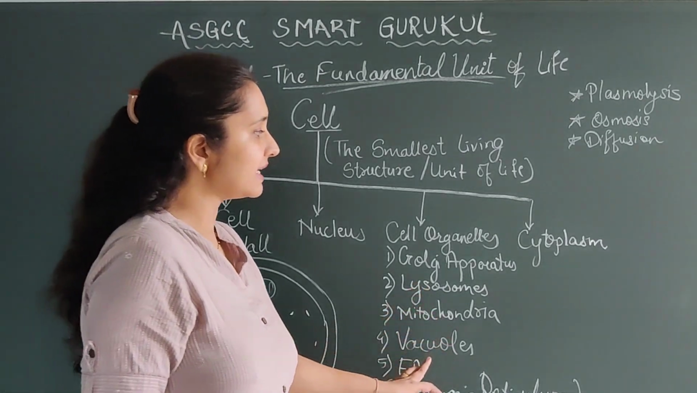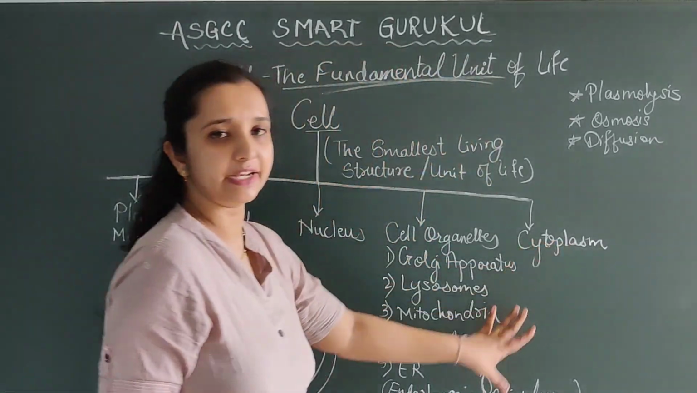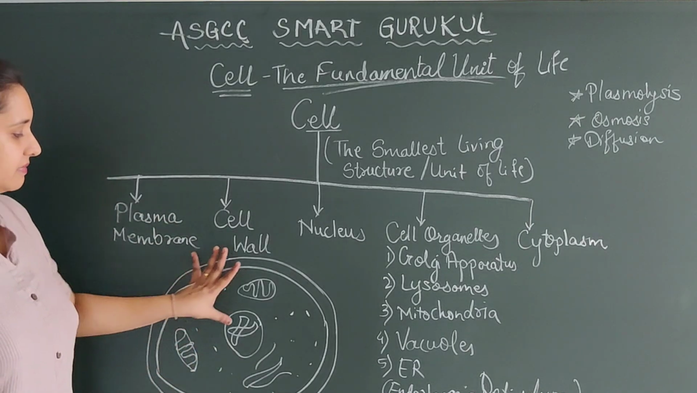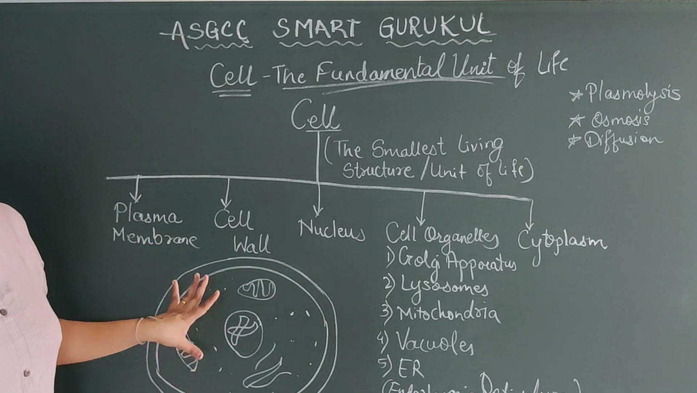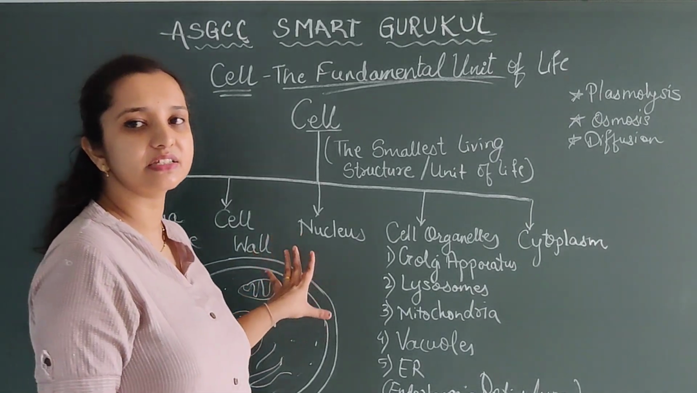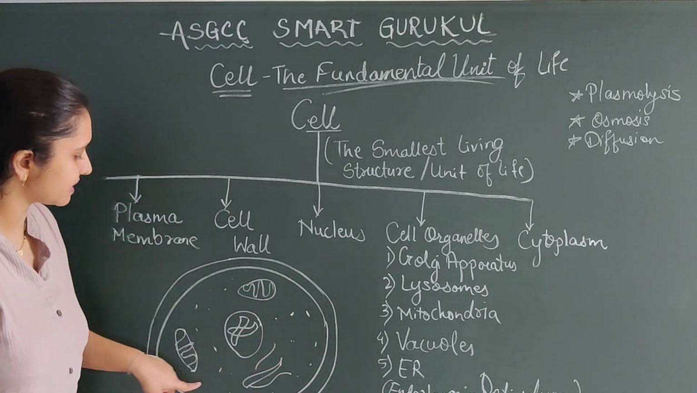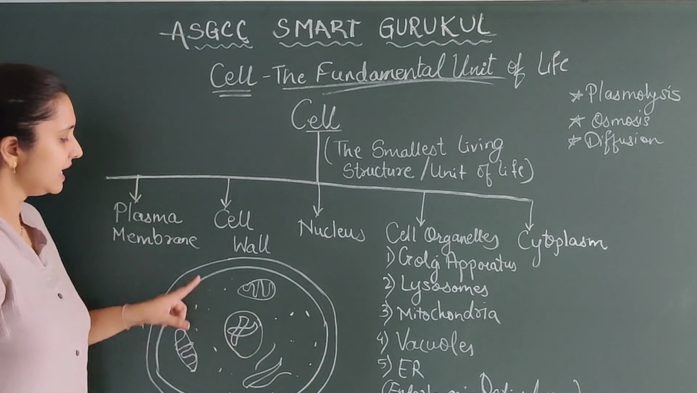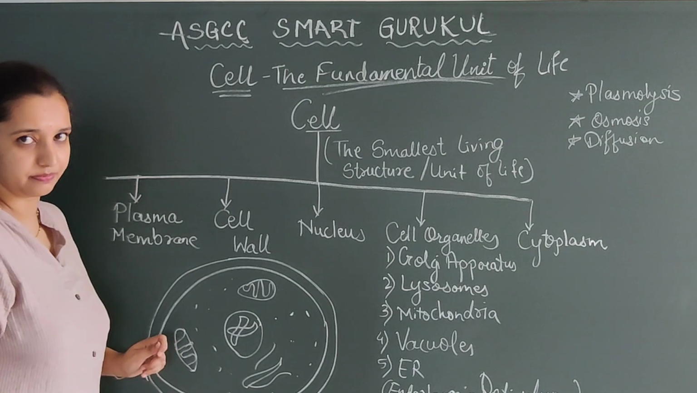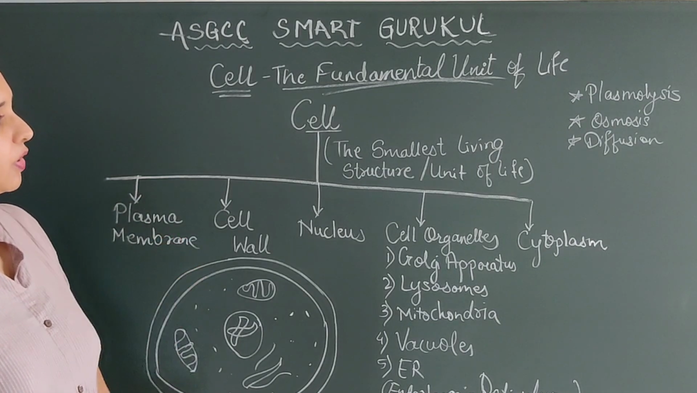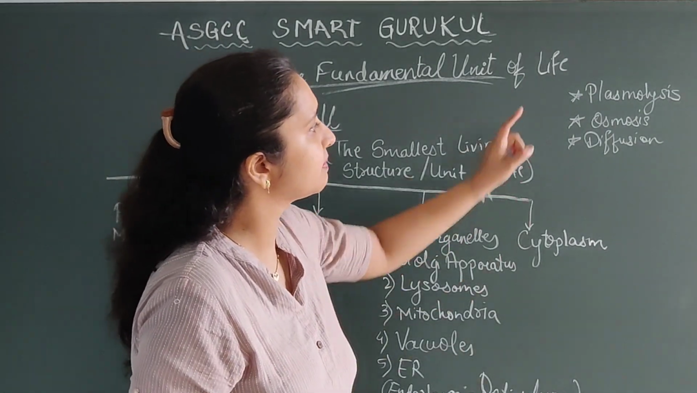Now let us see next, that is cytoplasm. What is cytoplasm? Cytoplasm is the liquid inside the cell. Whatever liquid is there inside the cell, in all these places outside the nucleus, you can see, that is called as cytoplasm. Okay. Now next important concept which you need to know is plasmolysis.